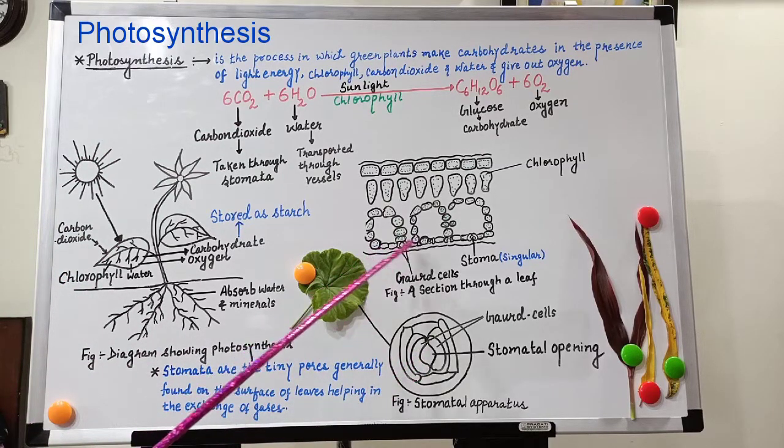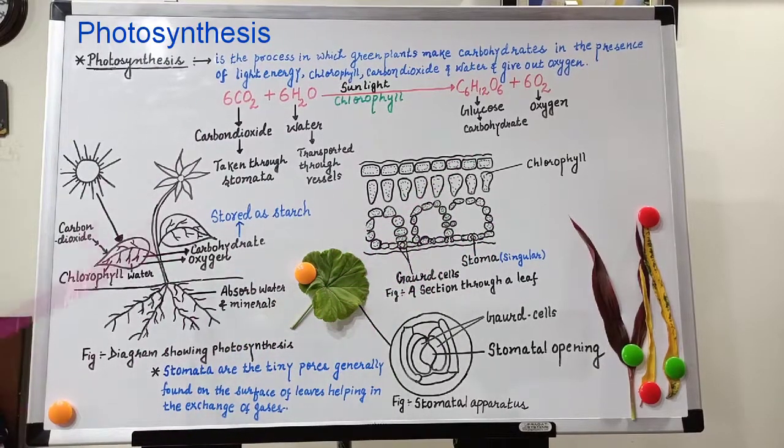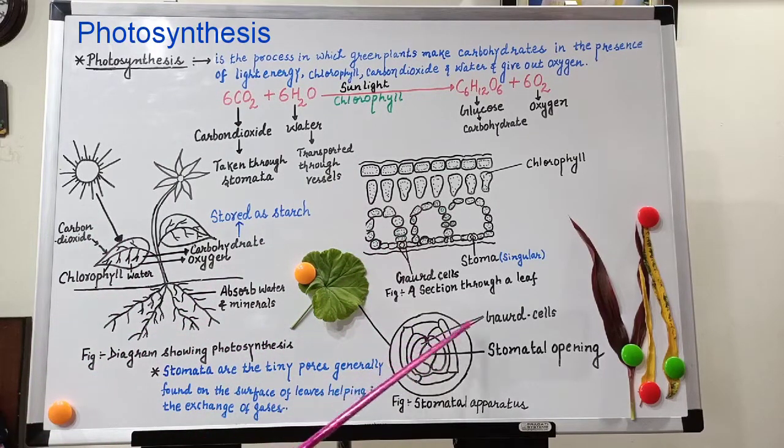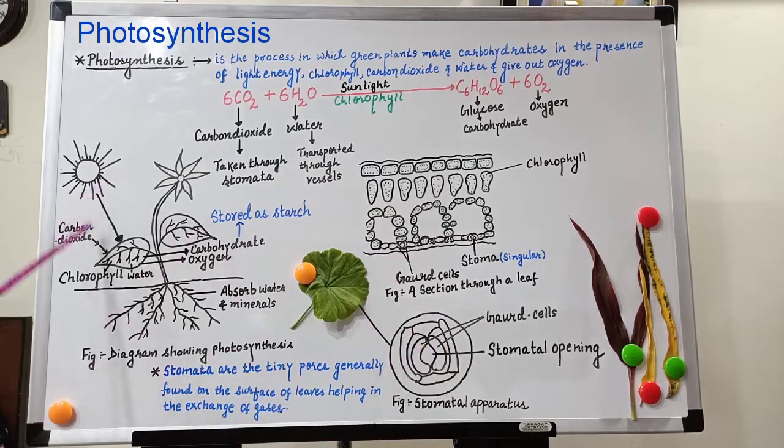If we see the epidermis of a leaf surface, you will find those pores. If you see the structure of a stomata, you will find that these pores are surrounded by two guard cells. These guard cells help in opening and closing of the stomata. It means when the guard cells move apart, the stomata opens and the exchange of gases can take place, and when the guard cells come closer, the stomata closes. So, carbon dioxide is taken from the atmosphere with the help of the stomata.